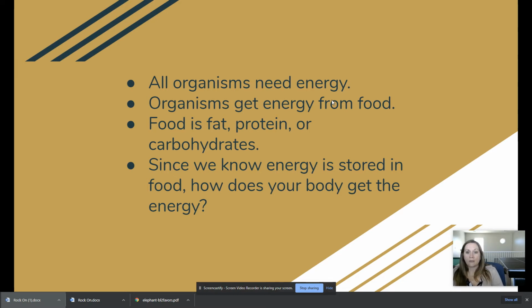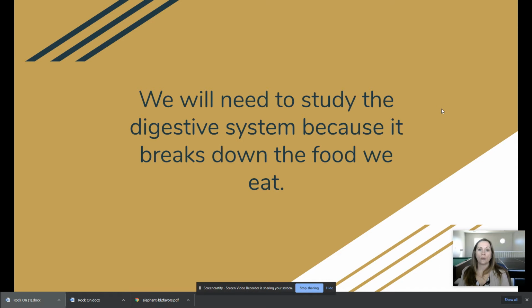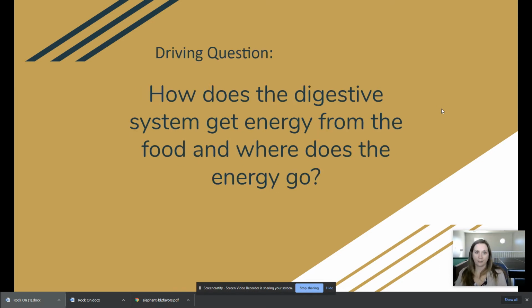Organisms get energy from food. Food is fat, protein, or carbohydrates. So since we know energy is stored in food, how does your body get the energy? Which human body system would we need to study to find out how our body gets the energy it needs from food? If you said the digestive system, you are correct. That's how our body is going to break down food. We need to study the digestive system because it breaks down the food we eat.